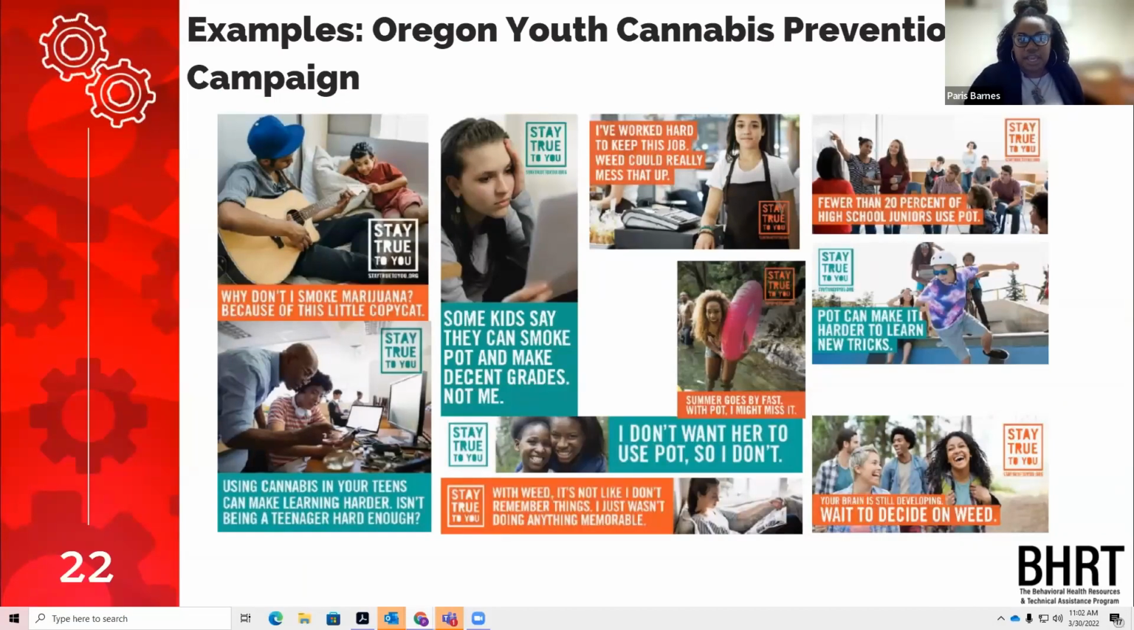So this is the Oregon Youth Cannabis Prevention Campaign. As you can see from the pictures, because it was targeted at youth, all the images are going to show people who are youth doing things that youth do. So computers, skateboarding, hanging out with their friends. Maybe they're that 16-year-old that just got their first job. So you'll see here that the images truly reflect that.